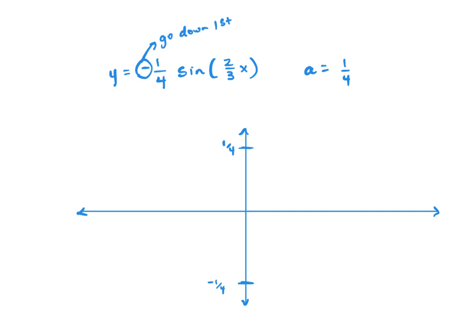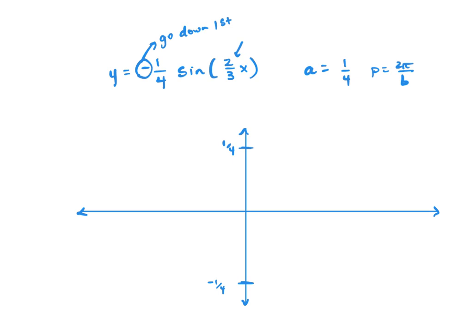So just label it that: I went up a fourth and down a fourth. You're kind of zoomed in on it, if you will. Period is going to be 2 pi divided by b, remember? Now this is weird because this b is a fraction. So we know it's 2/3, and if I do the reciprocal of that, it's 3/2. So it's going to stretch it by 1.5 or 3/2.